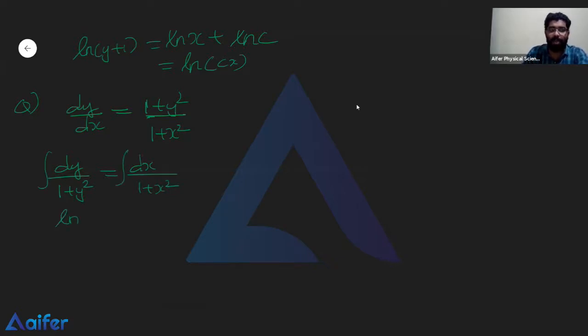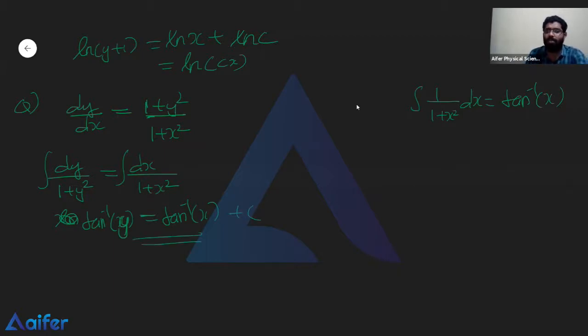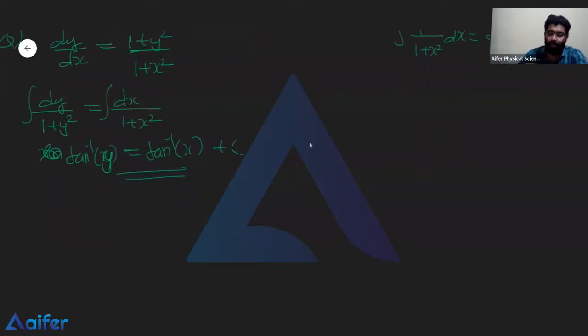Oh, I'm sorry, this is not log. What is the integral of 1 by 1 plus x square dx? That will be tan inverse of x. If it is a square, it is 1 by a, tan inverse of x by a. So now this is just tan inverse of x. Here we have y, therefore tan inverse of y equal to tan inverse of x plus some arbitrary constant. This is enough. This is the solution of this particular differential equation. Okay. So one more problem.